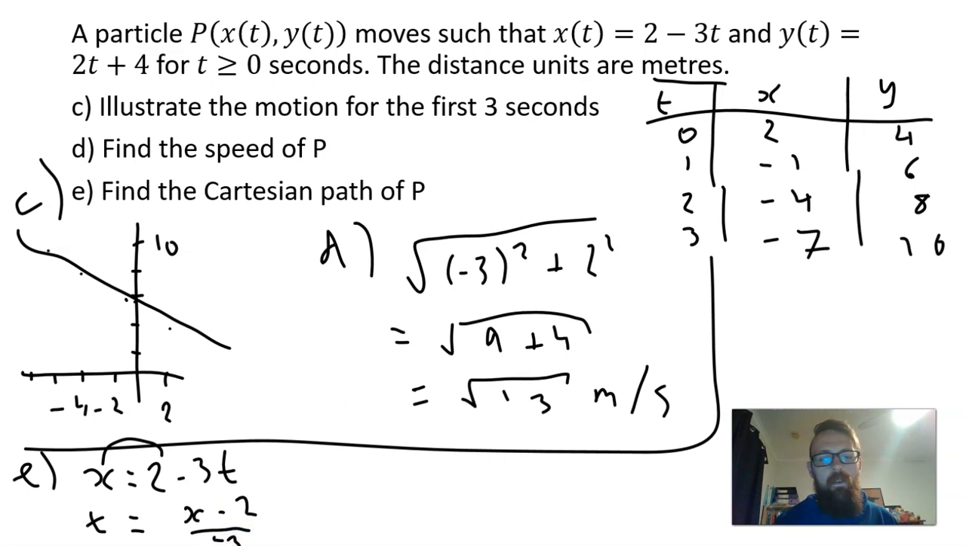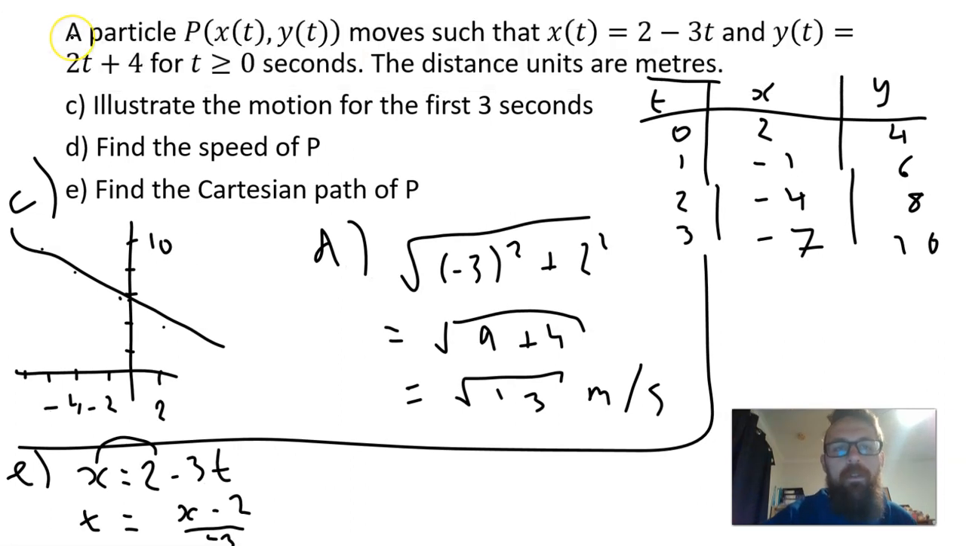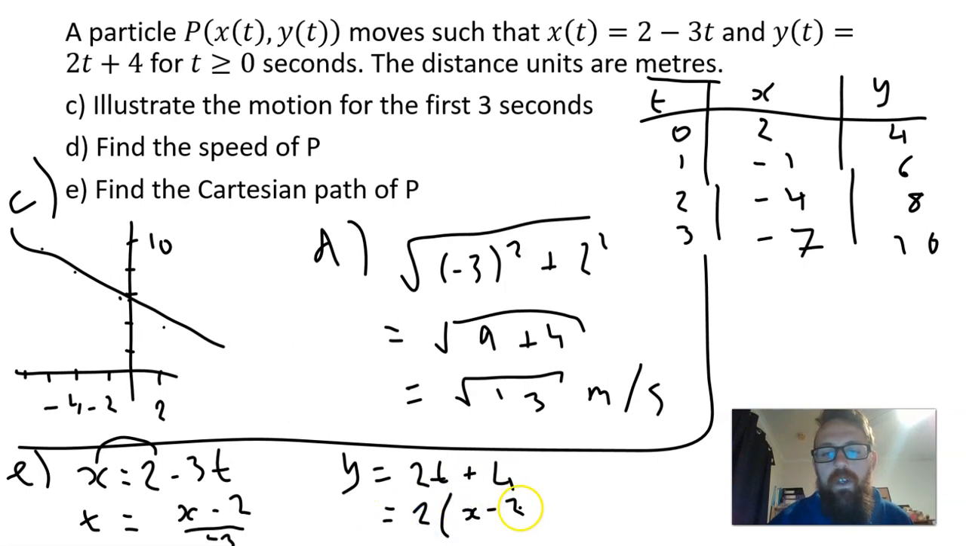All right. Now all we need to do is substitute that back into the other equation. So into the y. So y equals 2t plus 4. Substitute in our t. So we get 2 lots of (x minus 2) over negative 3, plus 4. We can simplify that, or we can leave it as is. But yep, we have done the last one as well. So that's an example of uniformly varying motion. We'll have a bigger look next time at non-uniformly varying motion. Thank you.